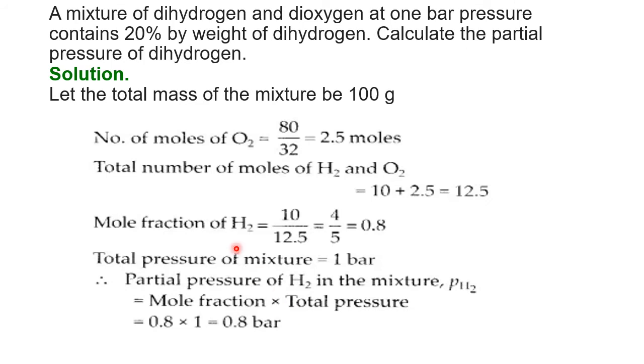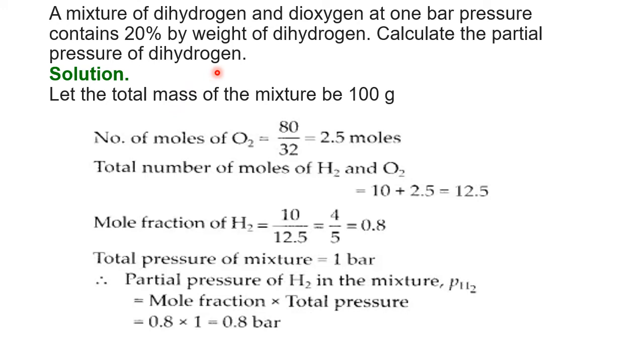Now, the next numerical of the day. A mixture of dihydrogen and dioxygen at 1 bar pressure contains 20% by weight of dihydrogen. Hydrogen is 20%. Then what about the oxygen? If you take it as 100, it is 80% clearly. Okay, right. The question is: calculate the partial pressure of dihydrogen.